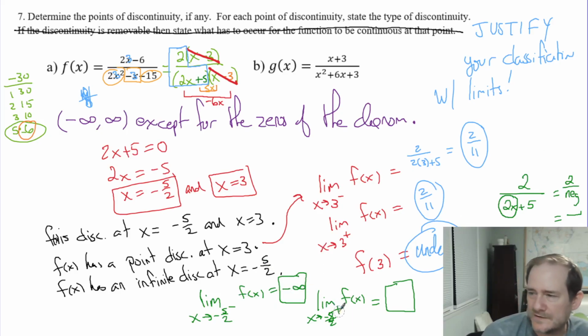And I would do the other limit the same way. Just imagine plugging in a number that's a little bit bigger than negative 5 halves. And again, negative 5 halves is what makes us exactly 0. So if I'm a little bit bigger than that, then my denominator will be a little bit bigger than 0. So you'll be getting 2 over something that's a little bit positive. And you'll end up getting a positive, which means your function is going up, up, up towards positive infinity.